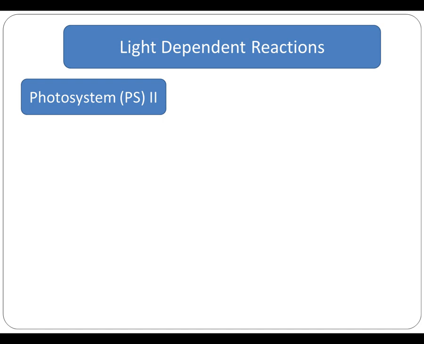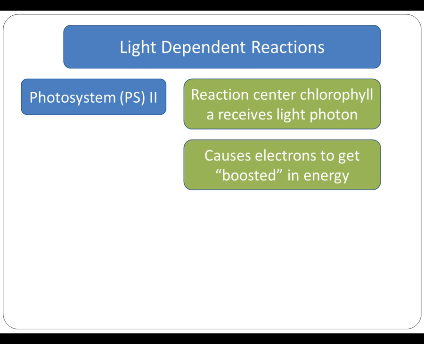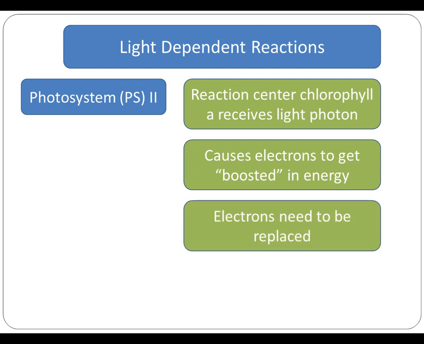Just to recap where we left off, in photosystem 2, the reaction center containing chlorophyll A is going to get excited from a light photon, and electrons trapped in the chlorophyll A will get excited from a low level to a much greater level of potential energy. What that allows for is that the chlorophyll A molecule needs to replace the missing electrons. And you know now the electrons come from where? From water.